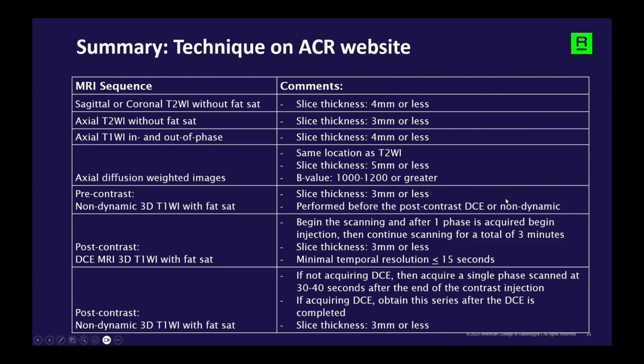Technique is very important to get the proper O-RADS score and to make those risk of malignancy scores that you see on the website valid. So if you're not using the right protocol, the risk of malignancy scores don't hold. And so it's very important to use the right protocol. You can find this on the ACR website and on the calculator so you know what to do.